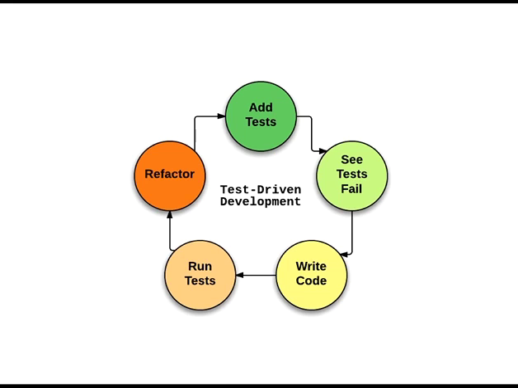This is also the same diagram; it just shows it loop-wise. You add a test, you see the test fail, then you write code to satisfy the test, and then you run the test, then you refactor, and again you come back to adding tests. Any questions so far?